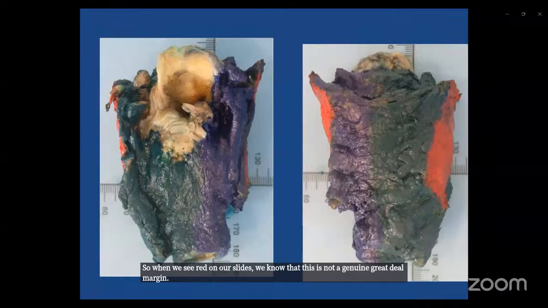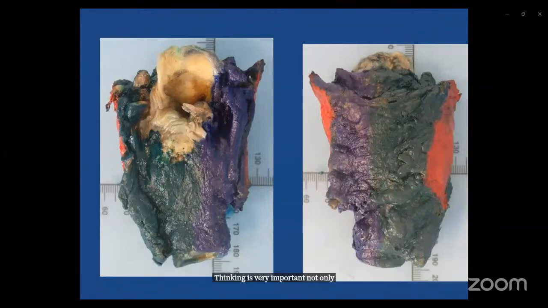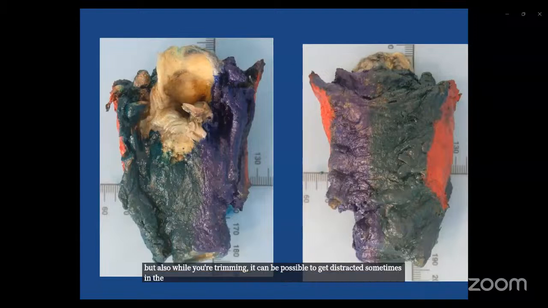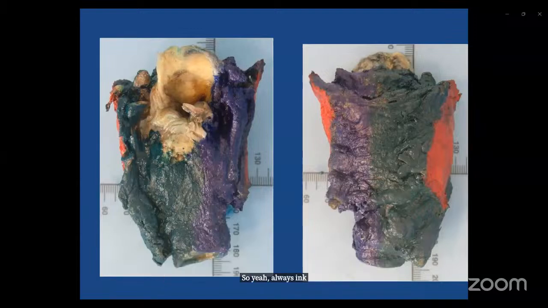Inking is very important, not only for the margins for the microscopy elements, but also while you're trimming. It can be possible to get distracted sometimes in the trimming room. Maybe a slice can get flipped over, and if it's not inked, it can be difficult to tell which is the right side and which is the left side, especially when it's a symmetrical tumour anteriorly. So always ink, and I prefer to ink before it goes into decalcification.